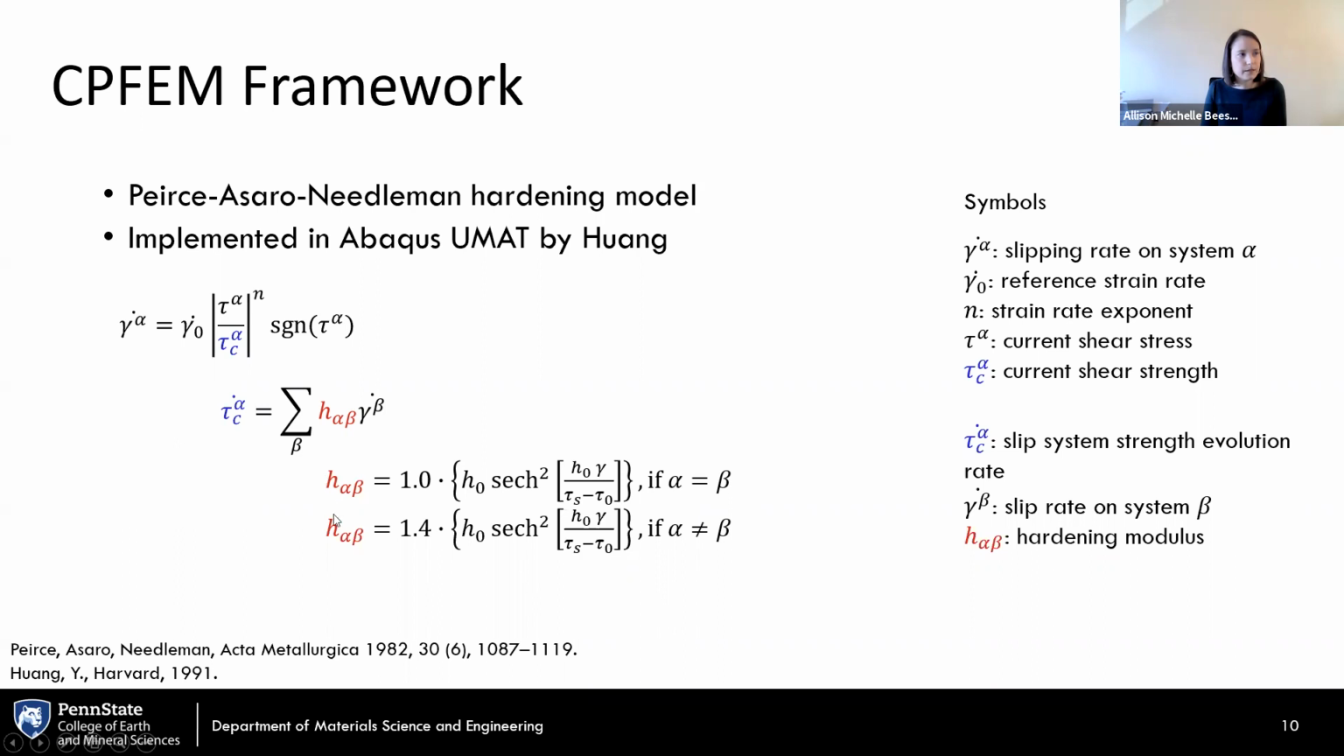This H alpha beta term describes the hardening rate on the different slip systems. If alpha equals beta, then this prefactor is 1, and if alpha is not equal to beta, then this is 1.4. The parameters that we have to calibrate or compute or predict somehow are H naught, tau S, and tau naught. So there are only 3 parameters in this model framework. Tau naught would be our initial critical resolved shear stress, tau S is a saturation value, and H naught is related to the linear strain hardening at small strains.